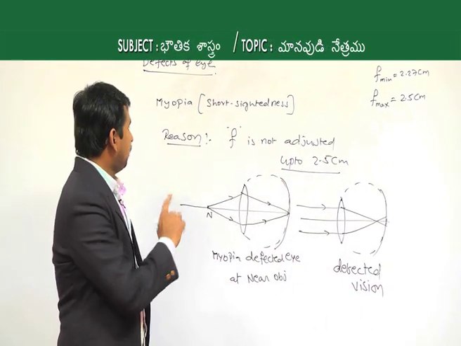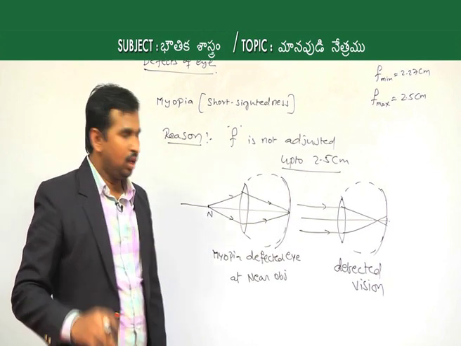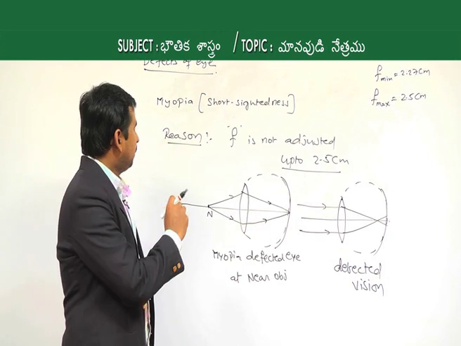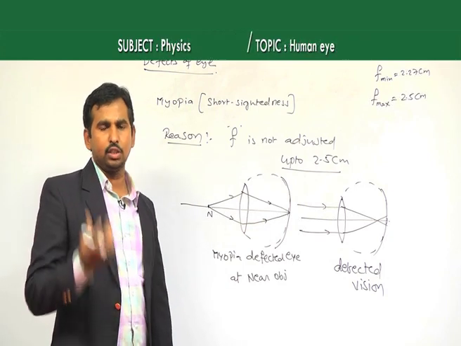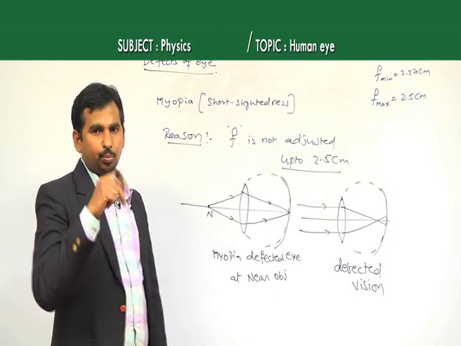Okay. So this is the reason for this defect, myopia. Now if we come to the correction part, if you want to correct this myopia, which lens to use and why to use that lens there. Okay. Now here the problem is what?